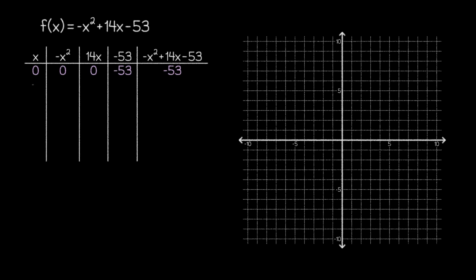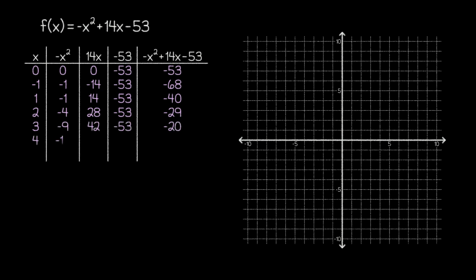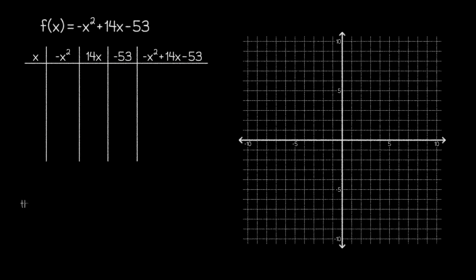We could, of course, keep plugging in numbers to see which direction we need to go to locate the vertex, but we might have to plug in a lot of numbers if the input coordinate of the vertex isn't close to 0. However, if we find the axis of symmetry, we can see right away that the input coordinate of the vertex will be 7.